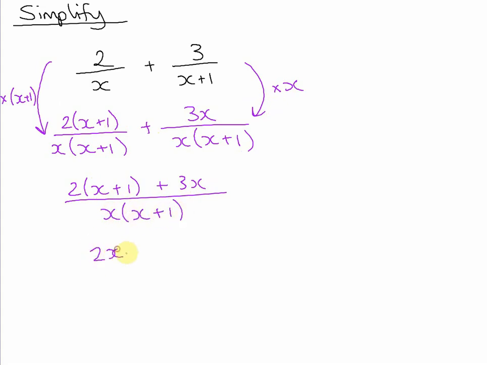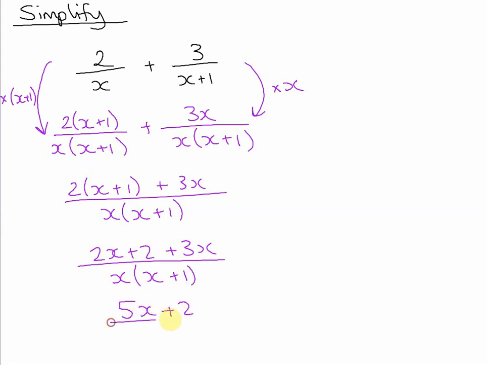Expand. 2x plus 2 plus 3x over x lots of x plus 1. You notice I didn't bother expanding the denominator because I'd only be writing equivalent steps, so it's not actually very useful to do that. So 5x plus 2 all over x bracket x plus 1. Another reason why I wouldn't advise you to expand the denominator: one, you don't have to, but two, sometimes the numerator here actually factorizes and it often cancels out with this one, so don't expand, otherwise you'll miss that little trick sometimes.